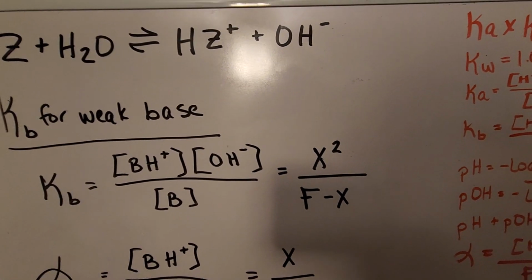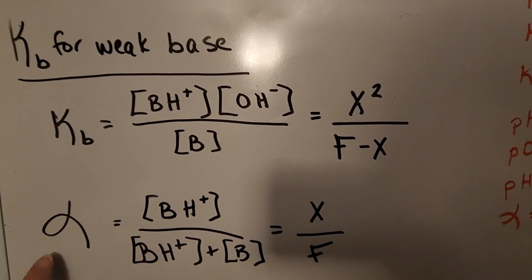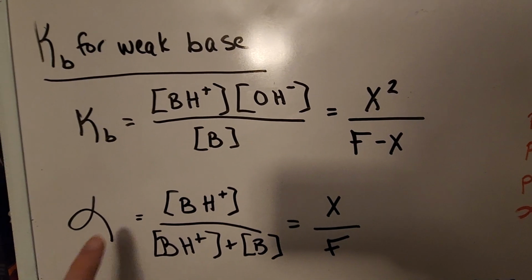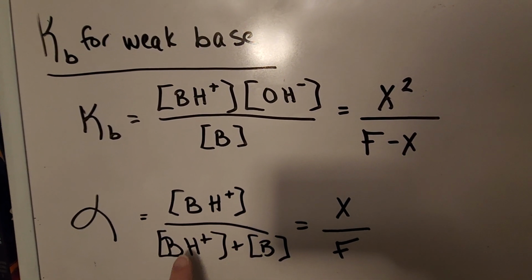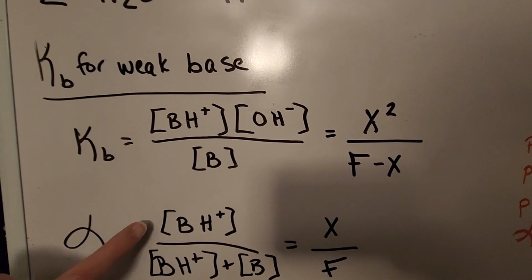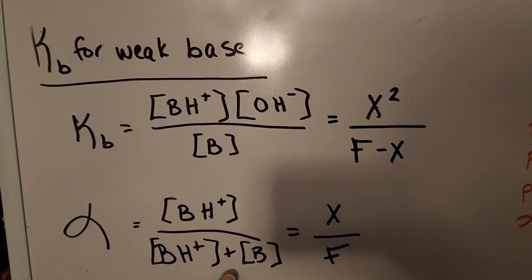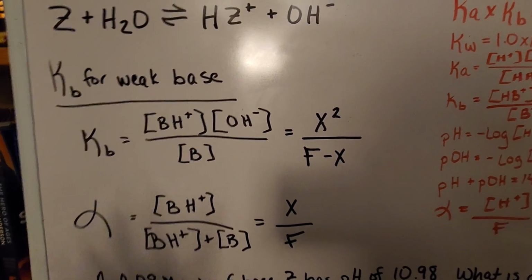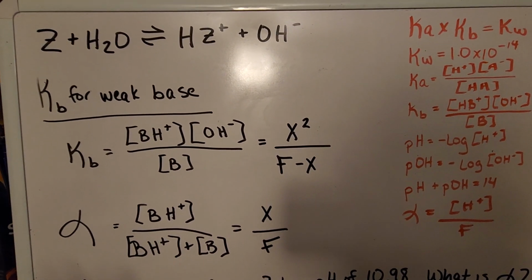Okay, and then if we look at the next part that I've got written up here, alpha, this is the fraction of association for bases, is going to be BH plus divided by BH plus plus B. So this is the conjugate acid divided by the conjugate acid plus the concentration of your base, which is equal to x over F.